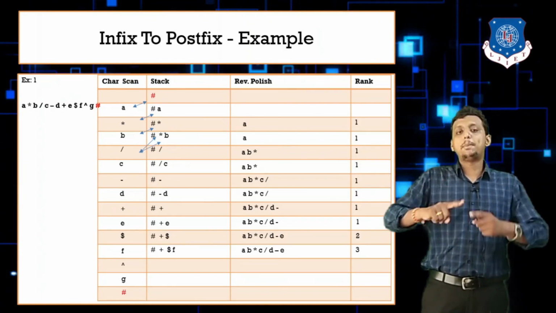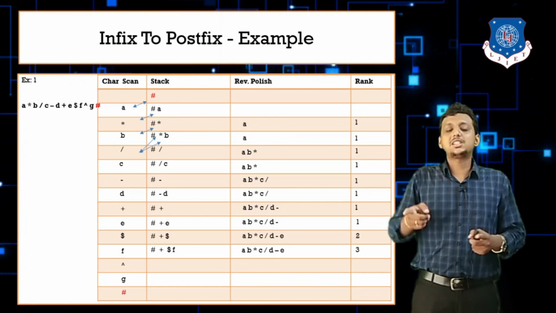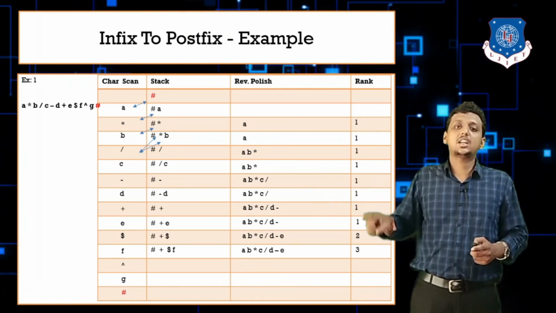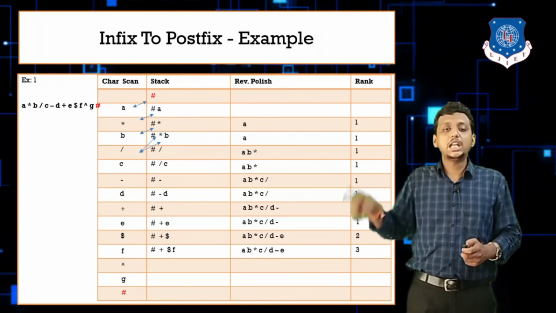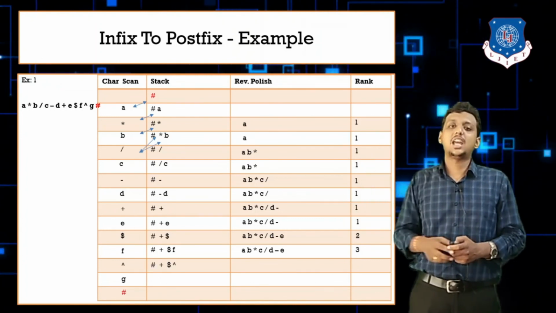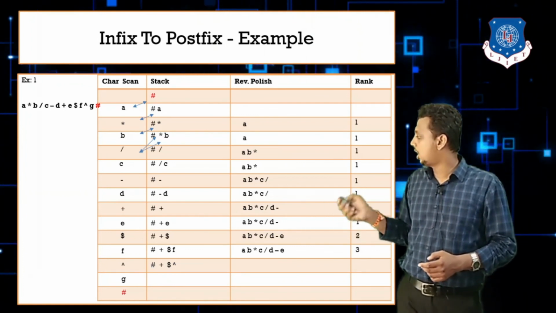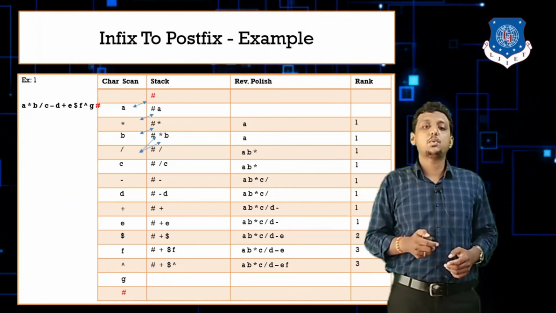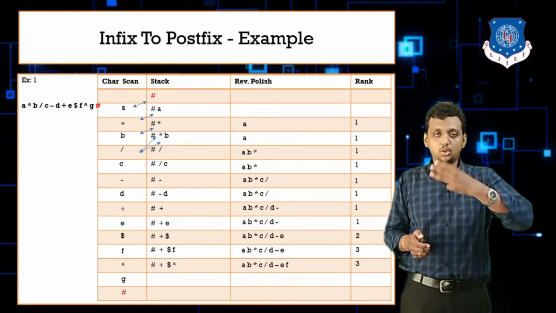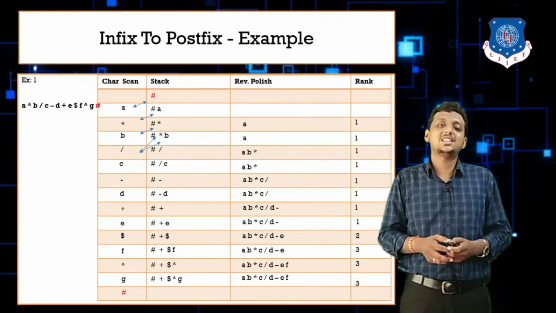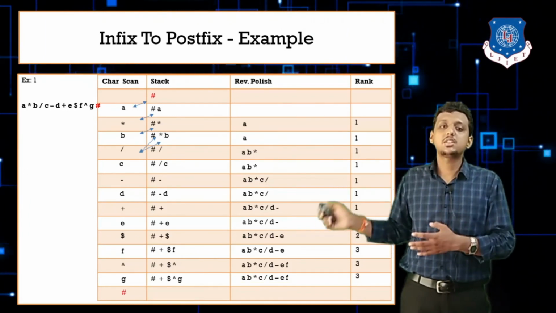So here I'm going to compare the caret with dollar. Obviously caret has higher precedence than dollar because it is outside the stack. Okay, so that's why I need to push caret in the stack. So it becomes hash plus dollar caret. The reverse polish remains and rank becomes 3. Okay, now the next step is G. Push G inside the stack as it is a character, and rank becomes 3.